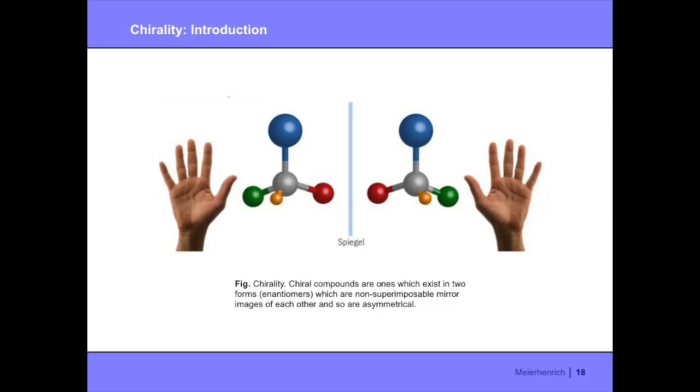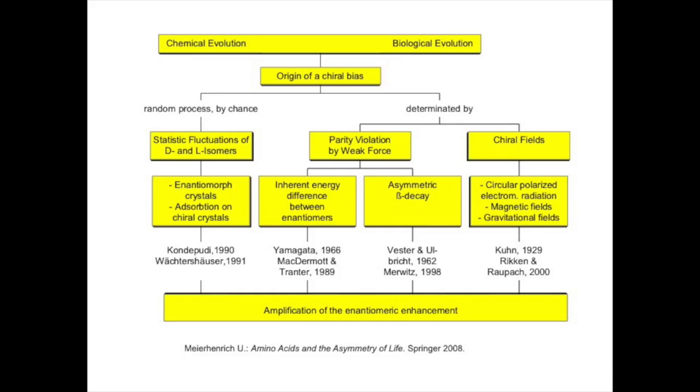Yeah, so this we have seen. You have a mirror, you have these two hands, and you have two molecules, and these molecules are chiral. So this is a question that exists for more than 50 years in natural sciences. And as it is illustrated here, in between chemical and biological evolution, you have something called the origin of the chiral bias. This is just what I'm going to explain to you. And we have some different models on how this chiral bias can be generated. The first model is on statistical fluctuations, the second one is on the parity violation by the weak force, and the third one is on chiral fields.